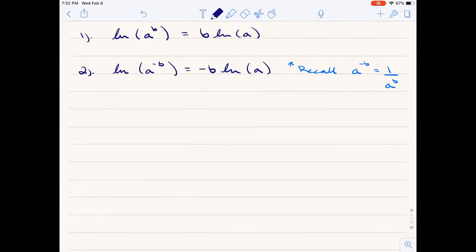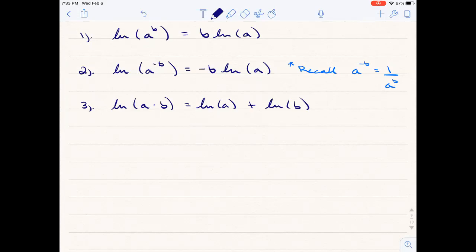How about 3? The log of a times b is the log of a plus the log of b, and vice versa, right? You've got the log of one thing plus the log of another thing. To combine those, you're going to multiply them inside the log.